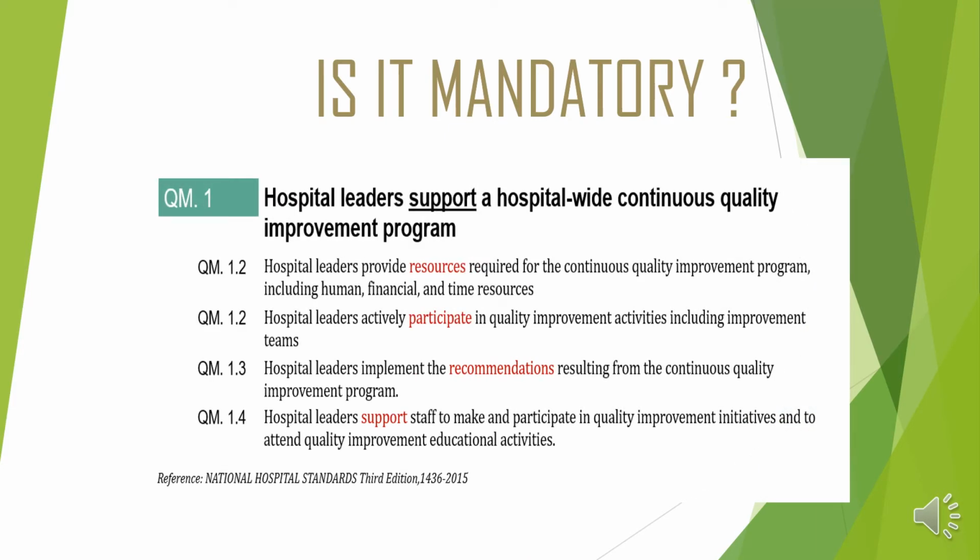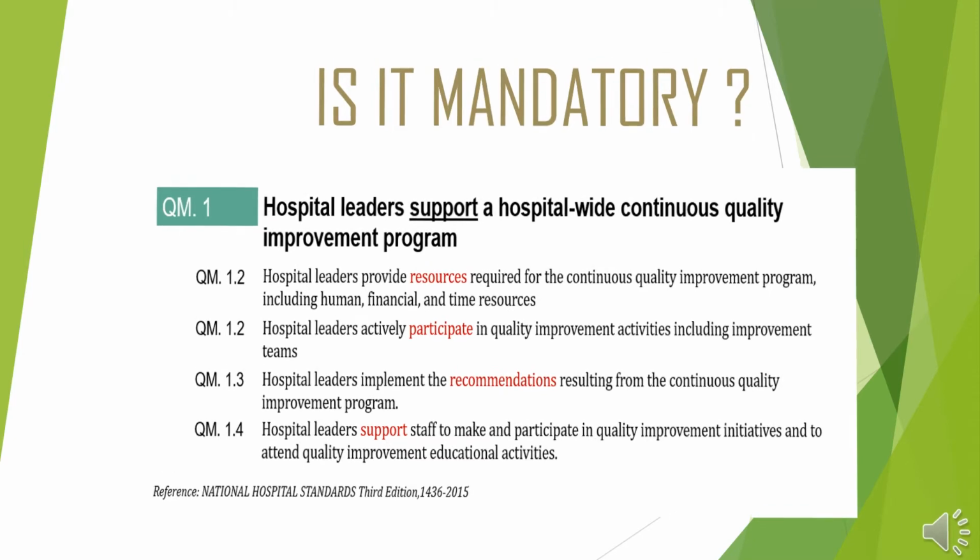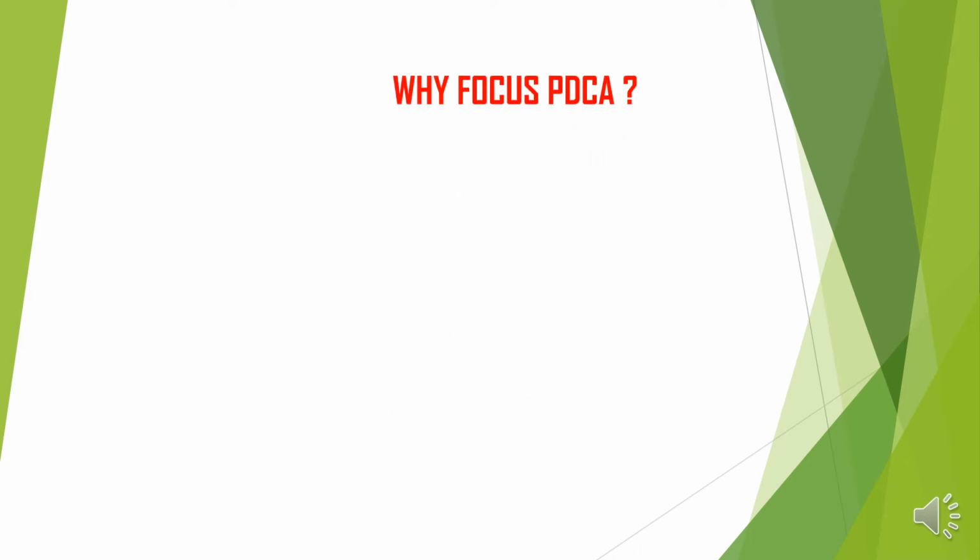Another standard is QM1: the hospital leader supports the hospital-wide continuous quality improvement program, and this will not happen without providing resources for the improvement program, participating in improvement activities and projects, and implementing the recommendations coming out of the programs and improvement projects. Leaders support staff to participate in quality improvement initiatives and to attend quality improvement educational activities. In the lab, one standard says the lab should prepare 4 improvement projects while CBAHI is visiting: 2 for general services inside the lab and 2 for the blood bank. So it is mandatory to do improvement projects.